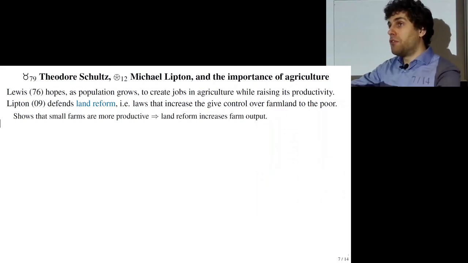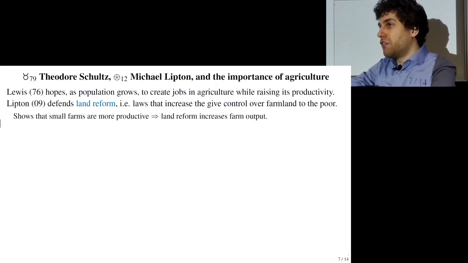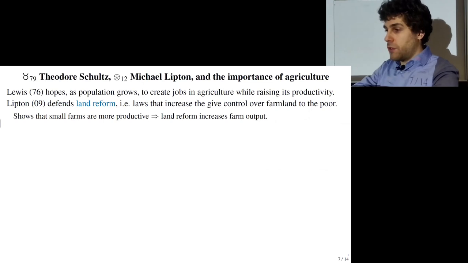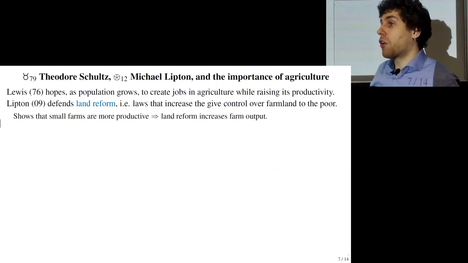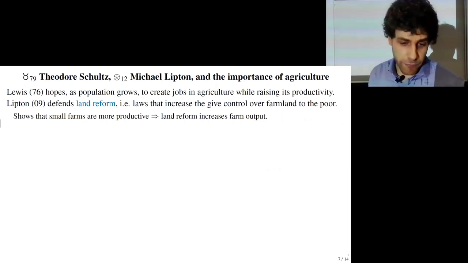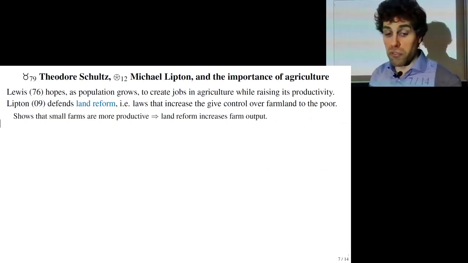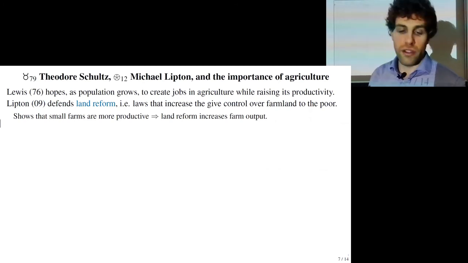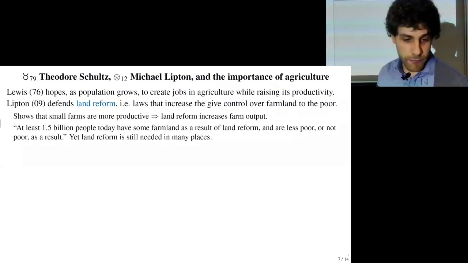So from a few owners that have big plots, you will divide this big plot into several little plots and give them to farmers without any land. It shows with data analysis that small farms are more productive in low-income countries. So land reform would increase farm output.